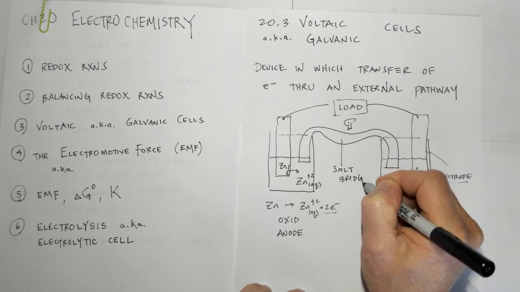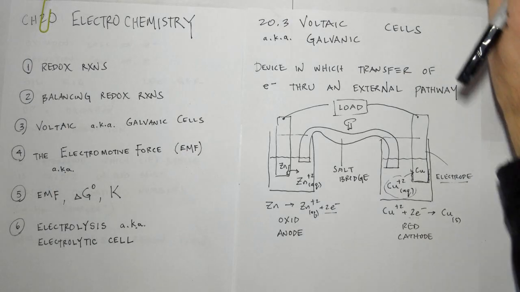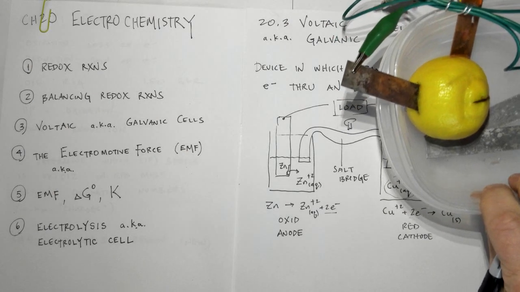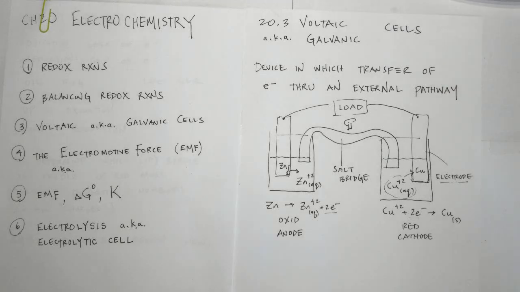And a salt bridge can be many different things. Mechanically or engineering-wise, it can just be a piece of paper that has some salt solution on it. It can be the inside of a lemon because it's got a lot of juice inside of it that allows the flow of positive and negative things.